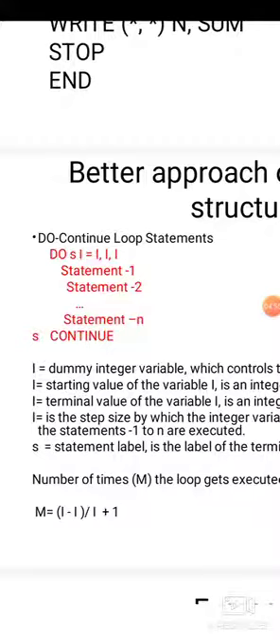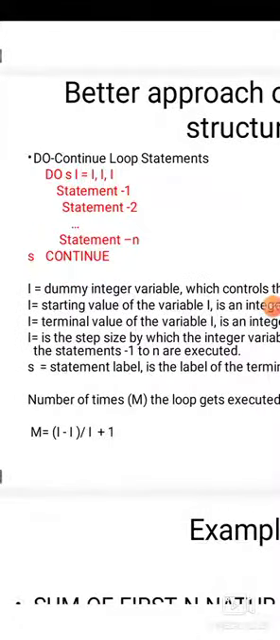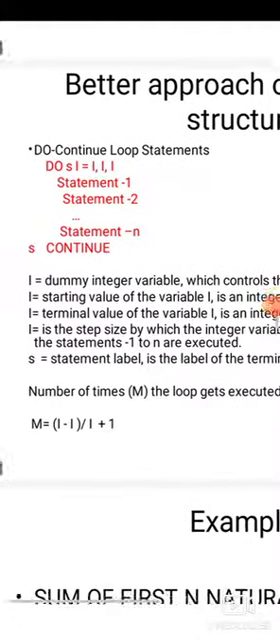Okay. Here S is the statement label and it is the label of the terminal statement. This statement is either continue or any other Fortran statement other than the transfer of control statements. Now the number of times this loop is executed is given by m is equal to (i2 minus i1 plus i3) divided by i3. I am extremely sorry that these subscripts are not coming in this PPT, and these are the number of times this loop will be executed.